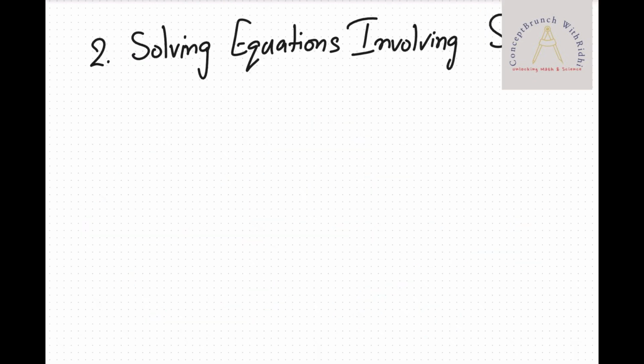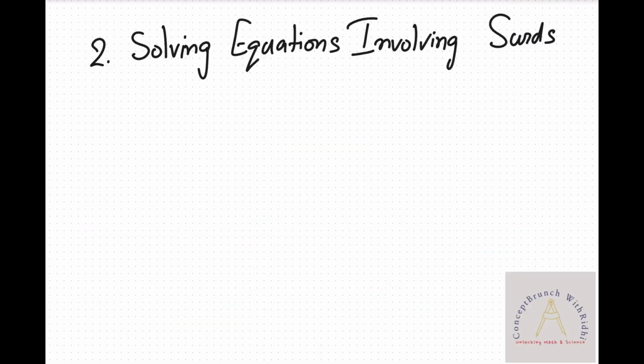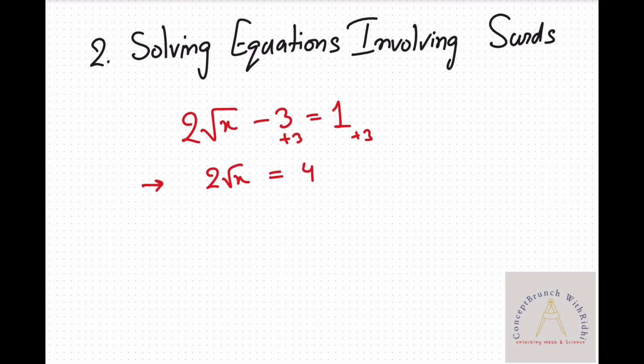Next, let's tackle solving equations involving surds. This requires simplifying the surds and isolating the variables. Let's try solving this equation. 2 root x minus 3 equals 1. Step-by-step solution. So first step, isolate the surd term. So 2 root x, let's add the 3 to both sides. So we'll get 4, right? Second step, divide by the 2. So root x is going to be 2.